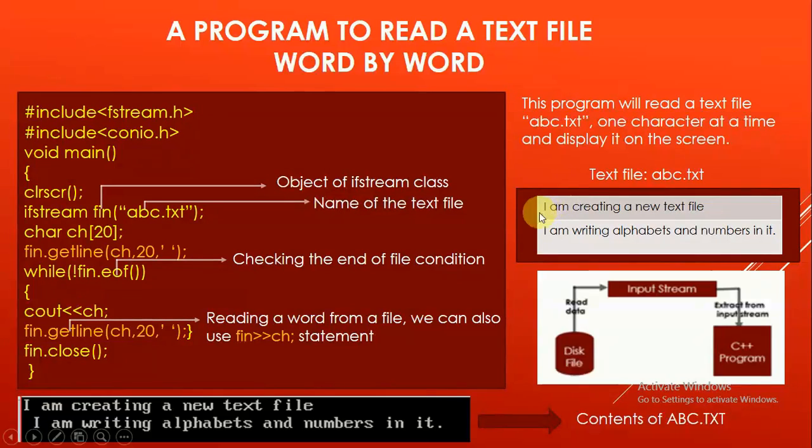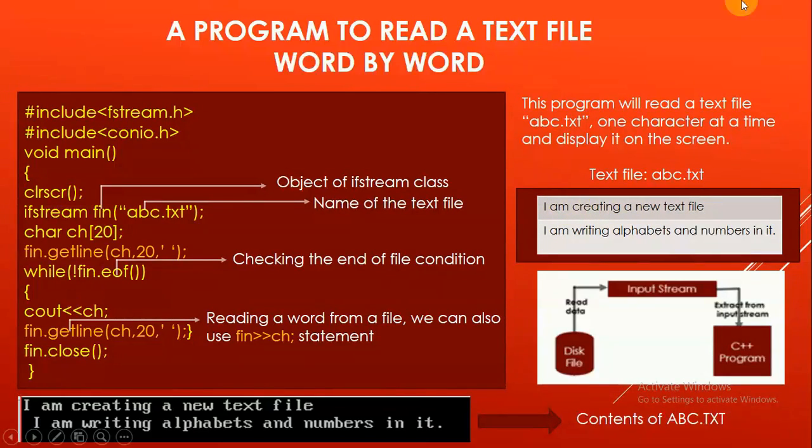So in this case, it will read first the letter I, because this is also a word here, and it will display it on the screen. This is the output of this program. When I will run this program, this output will be produced on the screen. Then the next word is am. So it will display this word am on the screen, and then it will read the next word, which is creating. So it will read word by word instead of reading character by character.